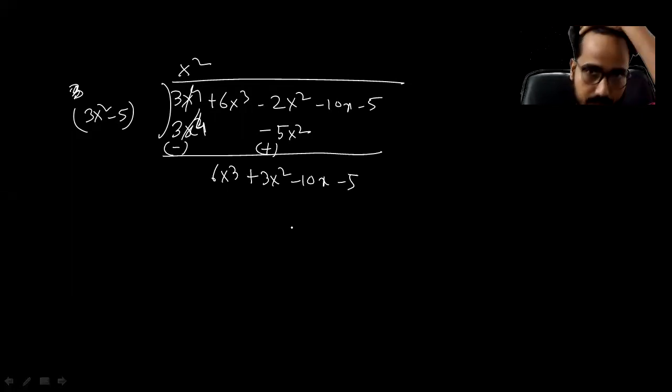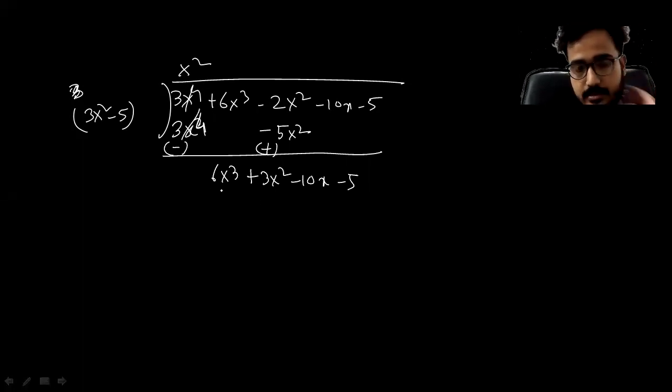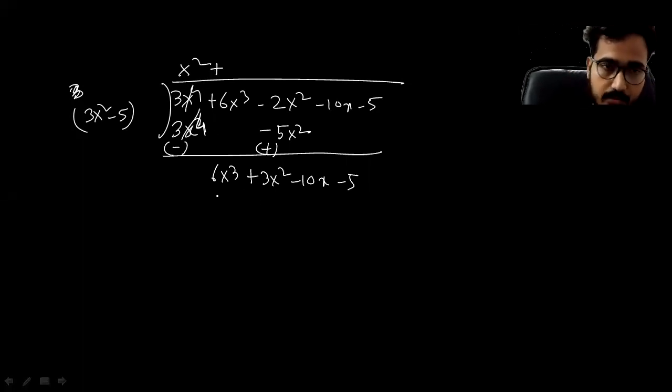Now see, here it is 3x square and here it is 6x cube. How many times do you have to multiply, what is the term that you have to multiply with 3x square to get 6x cube? So it will be 2x. If you multiply 3x square by 2x, it will be 6x cube. Now multiply 6x cube.